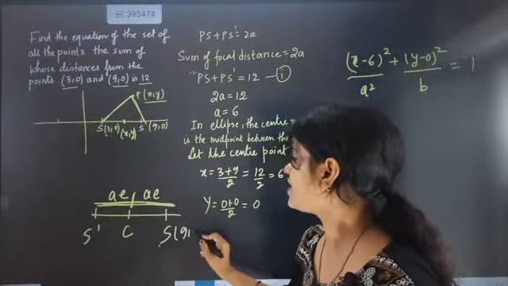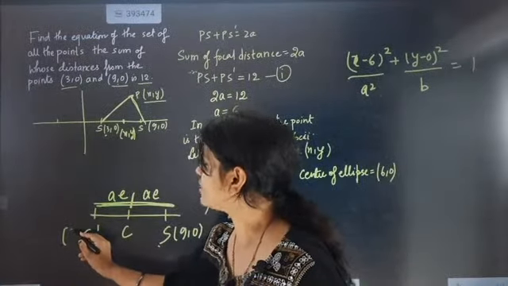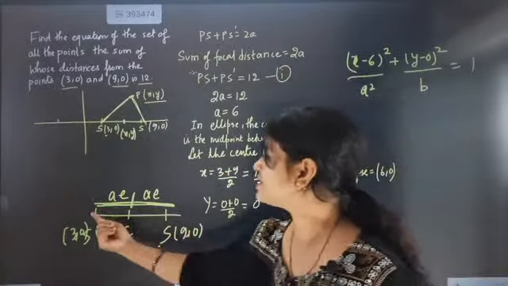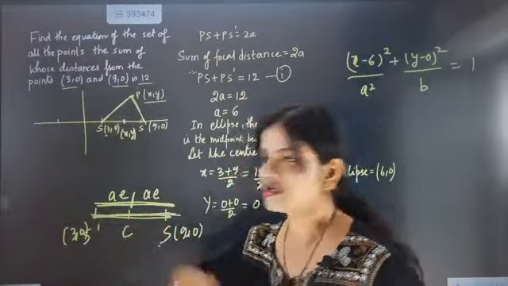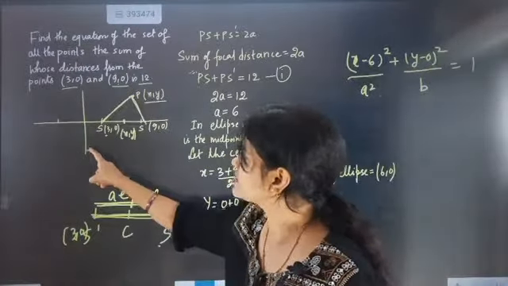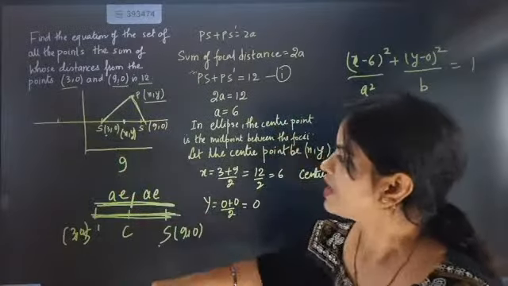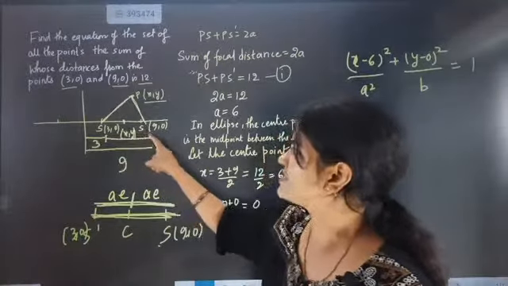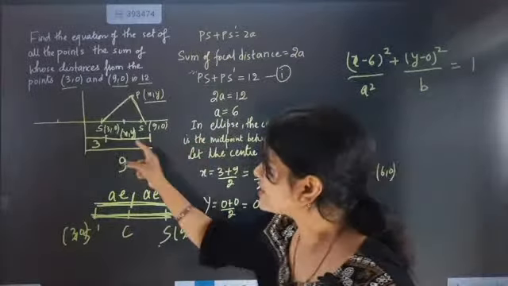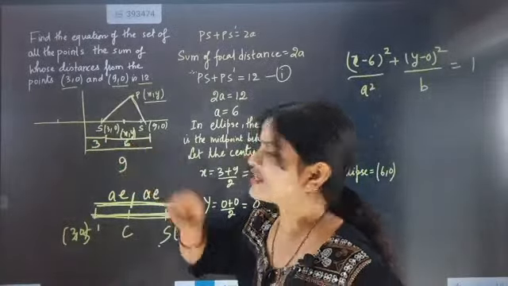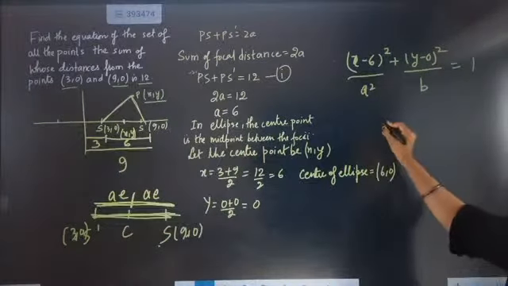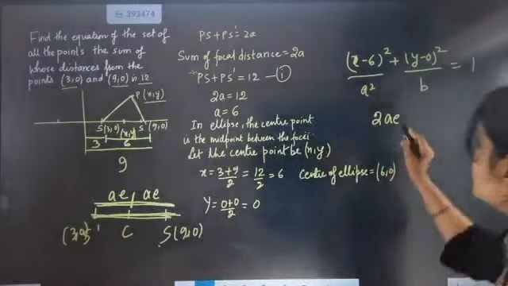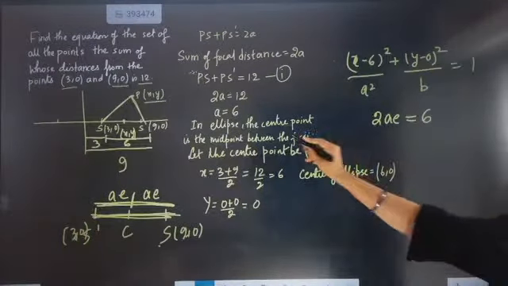If this point is given as 9 comma 0 and this point is given as 3 comma 0, then the distance will be 9 minus 3. Understand nicely. The total distance till here is 9 and this much distance is 3. So the distance between SS dash is 9 minus 3, 6. Now we have to write 2AE, because the focus equation of the ellipse is AE. So 2AE equals 6. A you already got as 6.